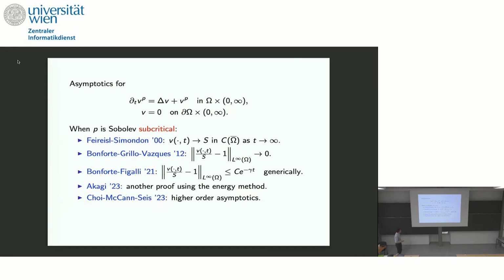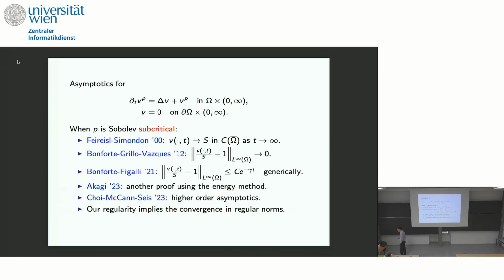Our regularity implies the convergence in more regular norms. Otherwise, it's just the relative error in the infinity norm. But if we have the regularity, of course, we have the convergence in higher regular norms. So this is the story for the fast diffusion equation.